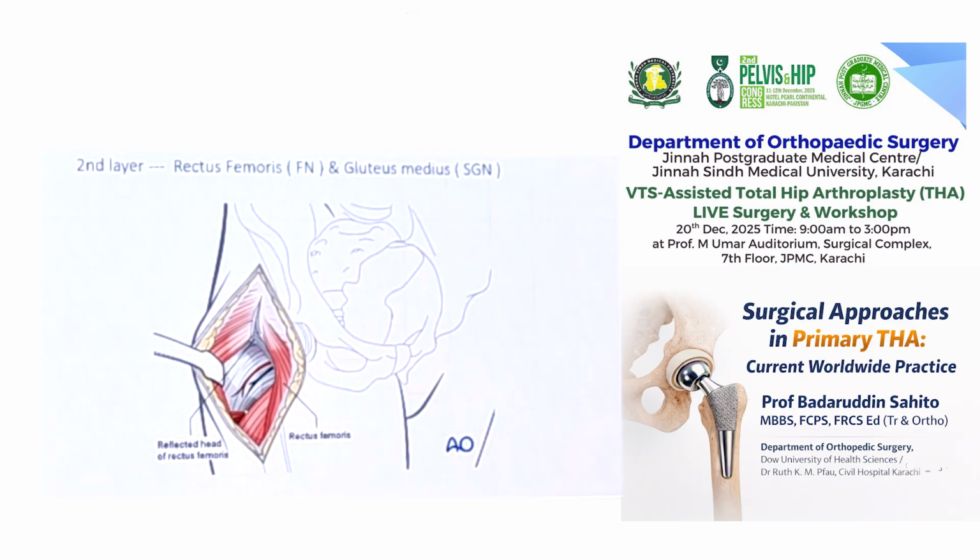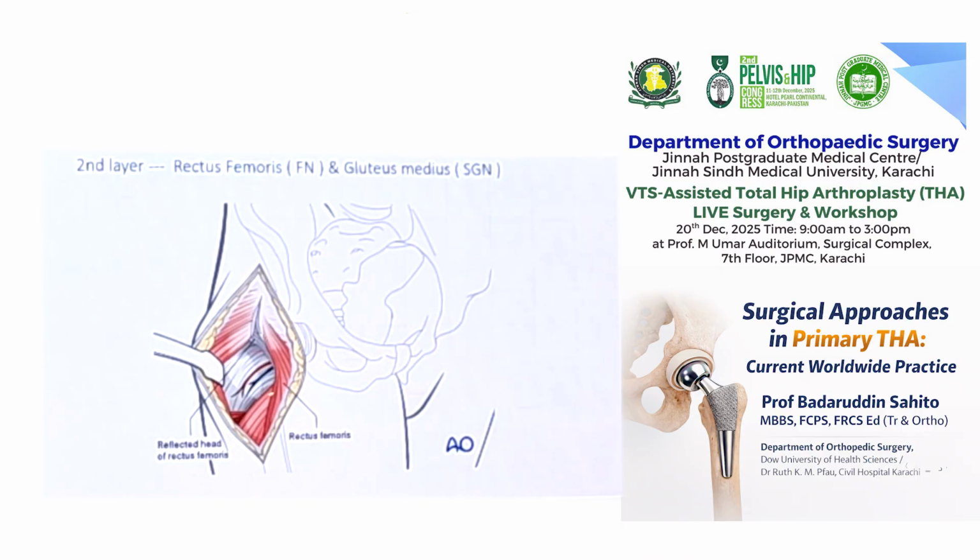And if you go down, you need to find two other muscles, rectus femoris and gluteus medius. So what is the difference? Again, rectus femoris is supplied by the femoral nerve and gluteus medius is supplied by the same superior gluteal nerve. So again, different nerves supply the two muscles in this layer of the approach.